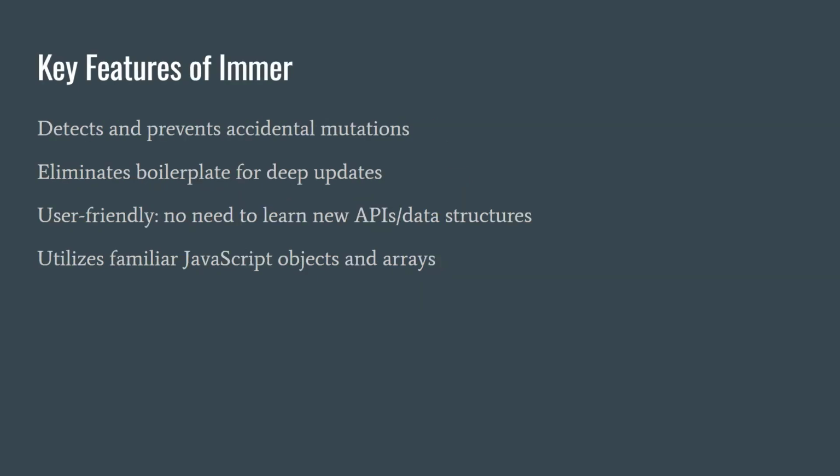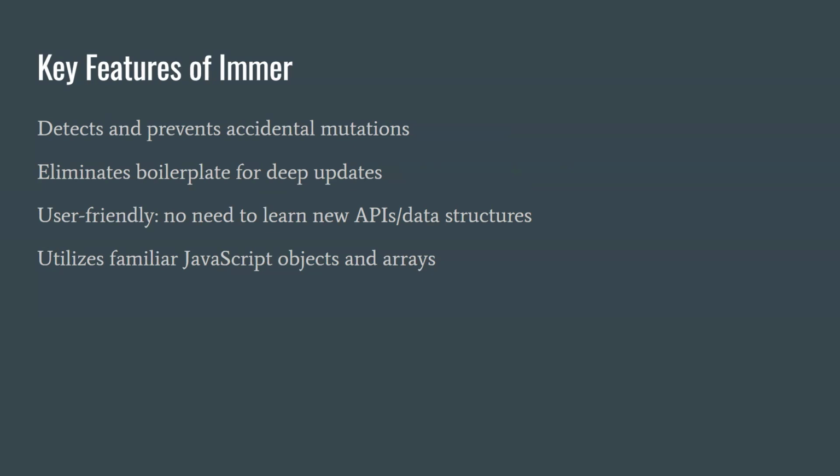Key features of Immer. So let's delve into some key features that make Immer stand out. First of all, Immer has a robust error detection mechanism that helps prevent accidental mutations, which is a common pitfall in state management. Second, Immer drastically reduces the boilerplate code associated with deep updates in immutable objects.